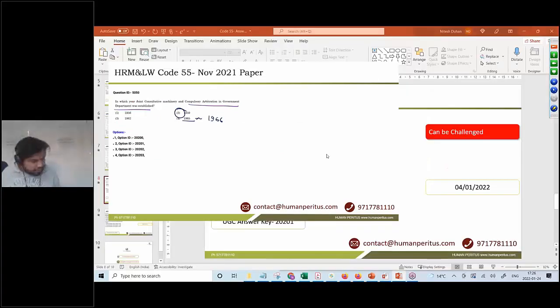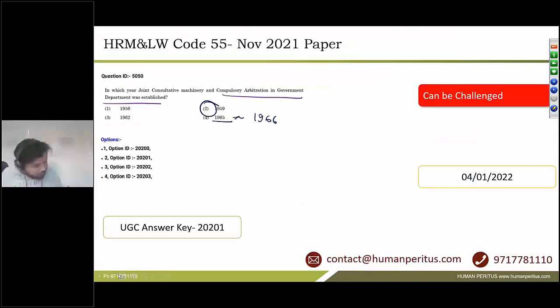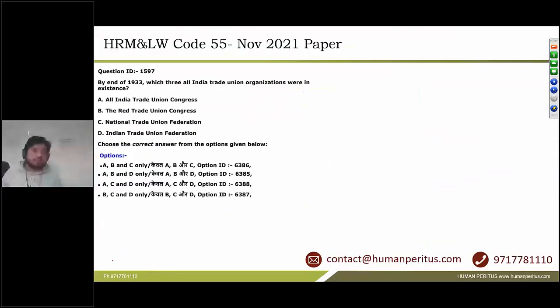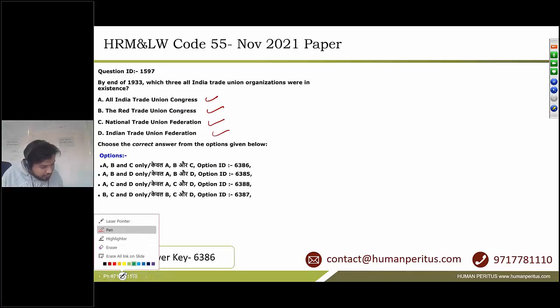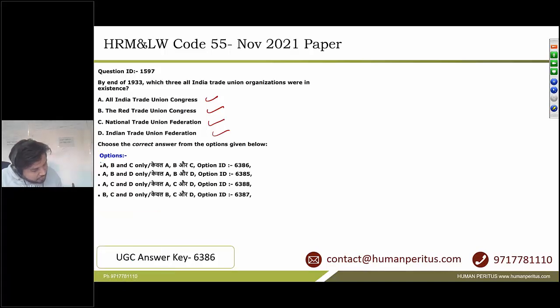Okay, moving on to the next question related to industry, which is from the topic of industrial relations. It says, by the end of 1933, which of the following three trade union organizations were in existence? There are four organizations, which are AITUC, RTUC, NTUF and ITUF. According to NTA NET, the correct answer is 6386, which is A, B and C. So ITUF does not exist by the end of 1933.